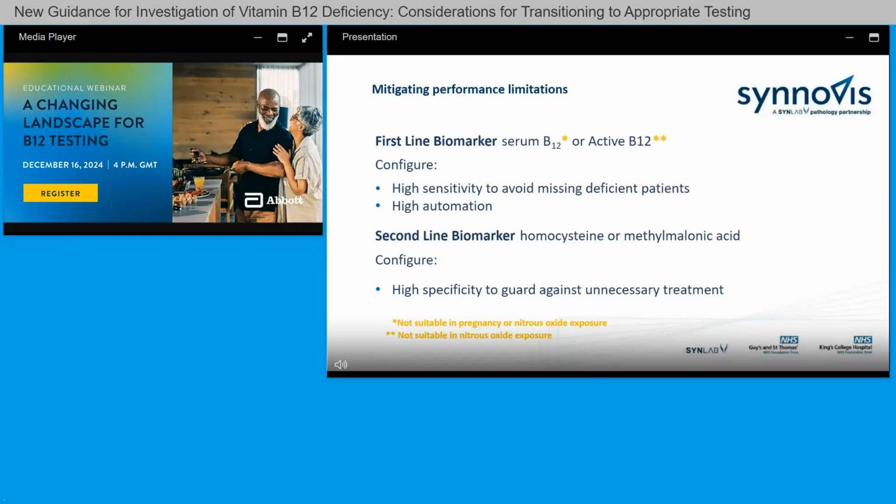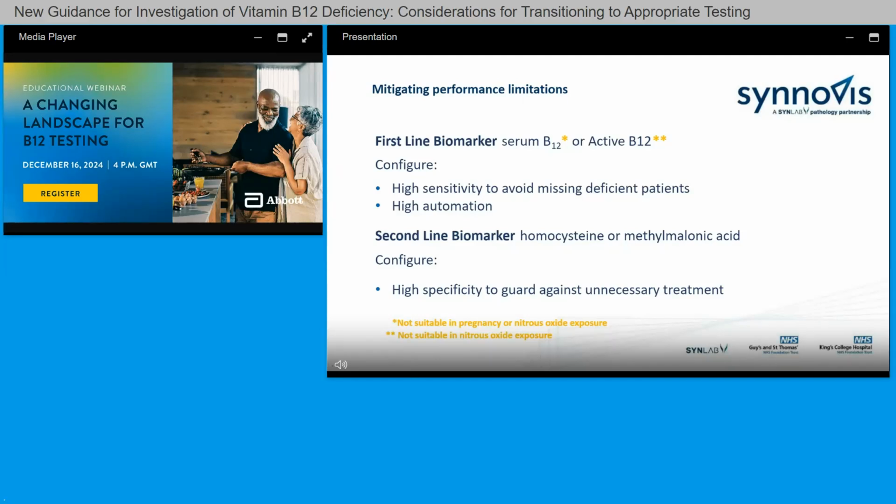This approach is entirely satisfactory for most patients, but there are some limitations. This approach is not suitable in pregnancy or in nitrous oxide exposure. And we'll talk about that towards the end of this talk today.